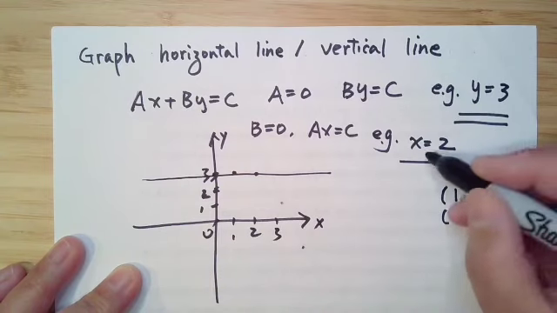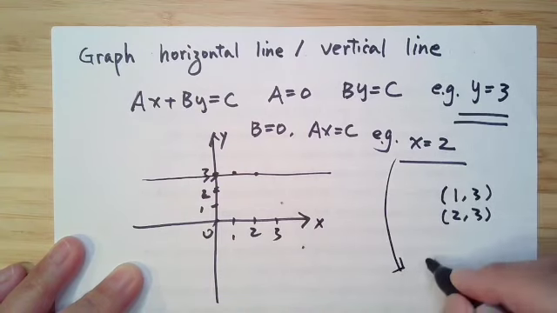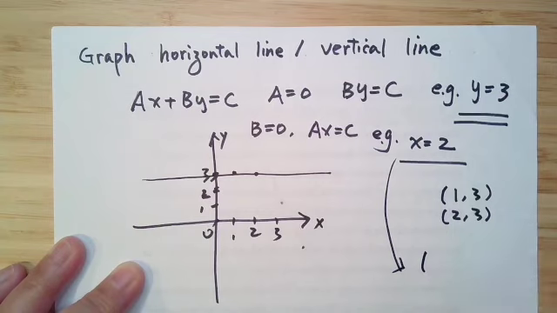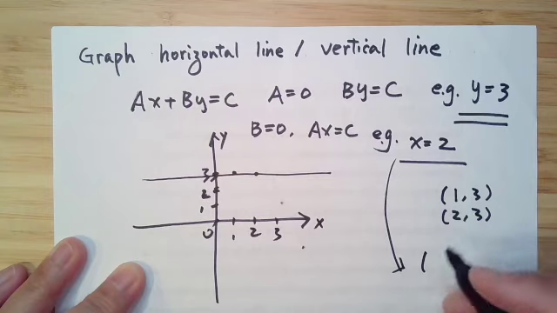And this one, the second line, x equals 2. In other words, there's some variable they didn't mention. That means y can be anything. So x equals 2, y is 1, and x equals 2, y is 2.